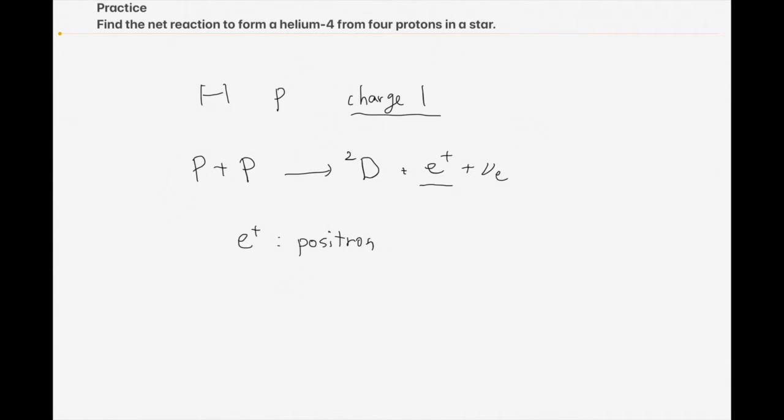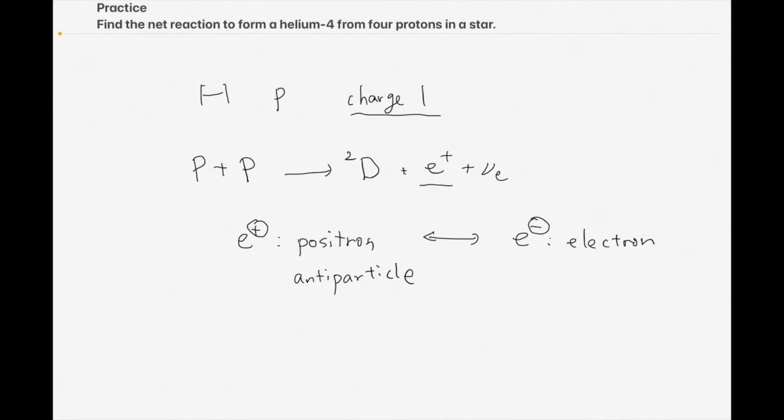A positron is an antiparticle. This is an antiparticle. And it has the same characteristics as the electron, except the opposite charge. This positron has very similar characteristics to the electron. But the electron has a negative charge. The positron has a positive charge. This is the difference. And the same mass.